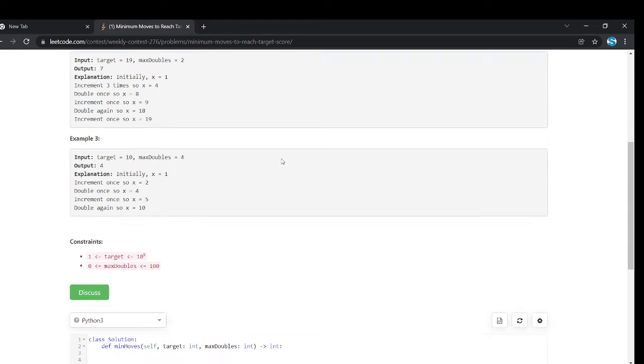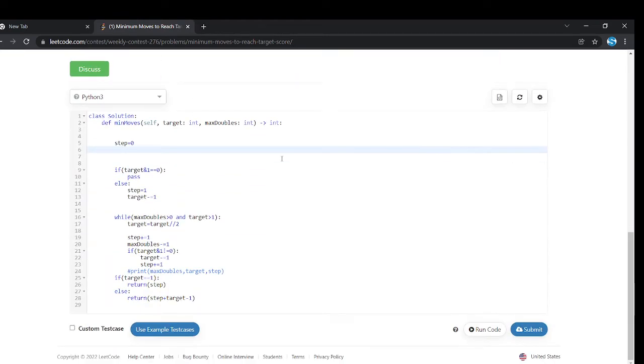So instead of doing that, what you could do is check if the target value is odd or even. If it is even, then there is no problem, we can actually use our division operation. But if it is odd, then increment the value of steps by 1, since we are now going to perform a decrement operation. So that's why we incremented the steps by 1 from 0.